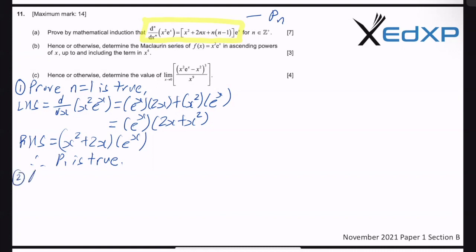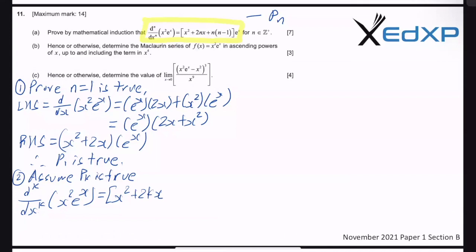So this is about 1 mark to prove the base case is true. The next step is to assume. We assume that Pk is true first. This is standard procedure for induction questions. When we assume Pk is true, then the kth derivative of x squared e^x, d^k/dx^k, must equal, when n is k, x squared plus 2kx plus k times k minus 1, times e^x. This is assumed to be true.